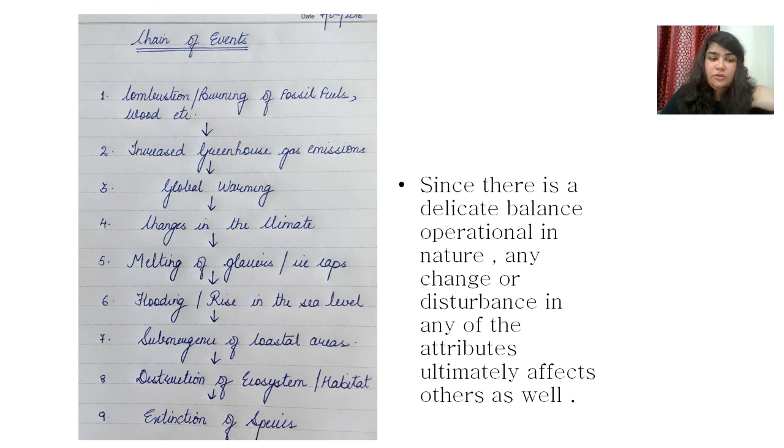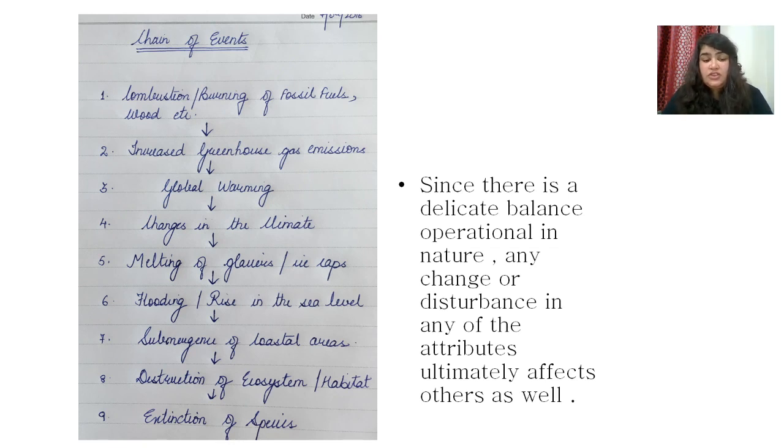Then what else is going to be there? We'll have changes in climate. Obviously, the more global warming there is, there will be significant changes in the average temperature, right? Then melting of glaciers will start, ice caps will begin to melt. Then flooding will happen, and there will be a rise in the sea level. In addition, there will be submergence of coastal areas. Then there will be destruction of ecosystem or habitat. This is going to be another massive issue over here.